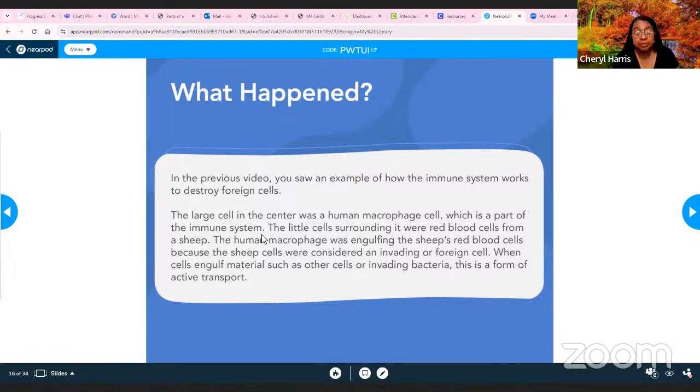All right, it says it's engulfing sheep blood cells because the sheep's blood cells are considered an invasion or foreign cell. And that's what your body does. If it determines that something is foreign and it wants to get rid of it, it will engulf it or eat it and take it in by endocytosis. It will engulf it.